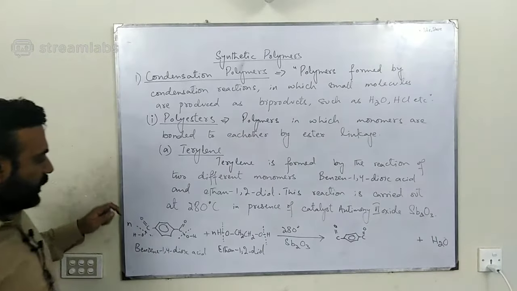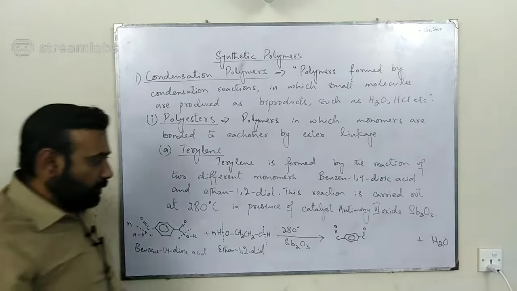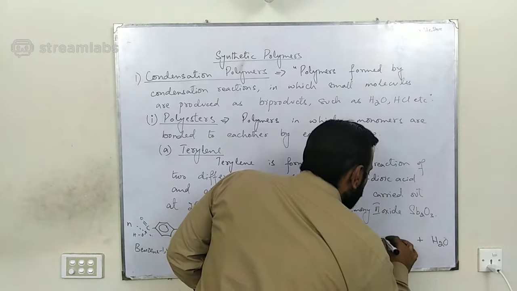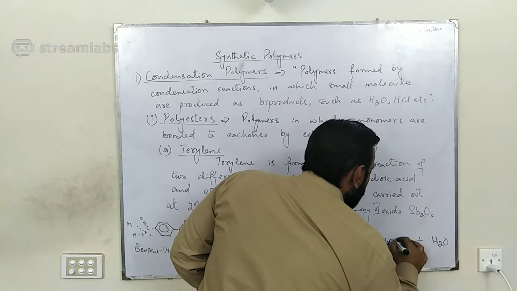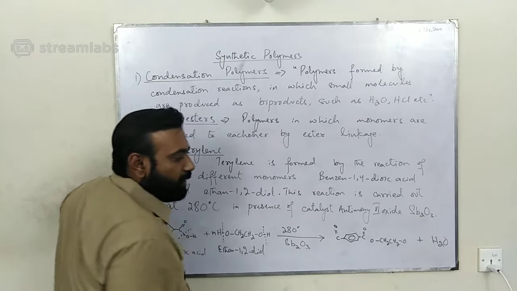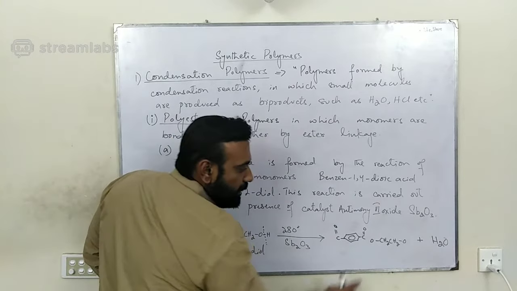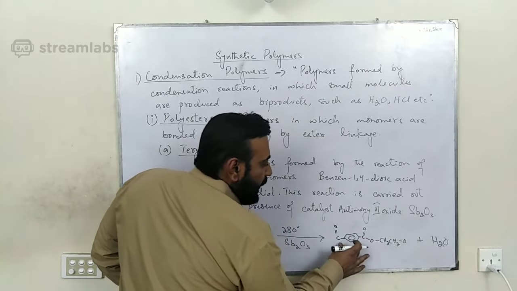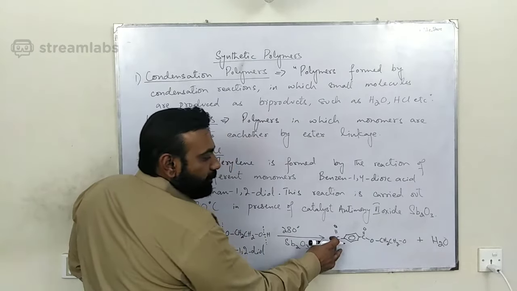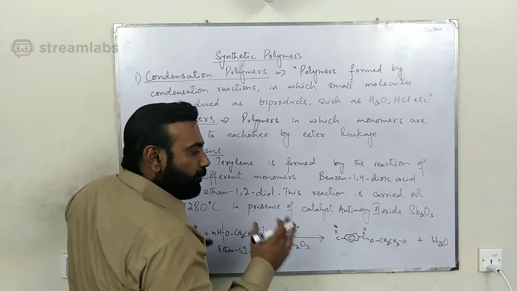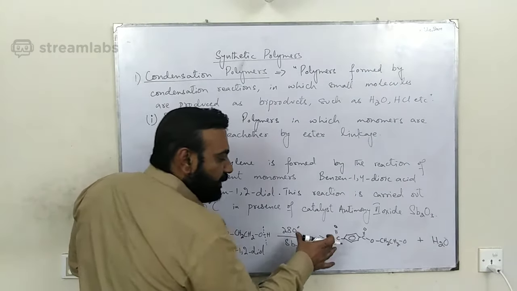And the remaining part from this diol is like this. Now this carbon atom has one vacant valency and this oxygen atom has one vacant valency. So they will form a bond with each other, and this carbon atom too will form another bond with an oxygen atom from the diol placed behind this.